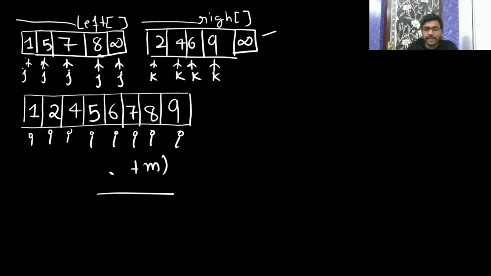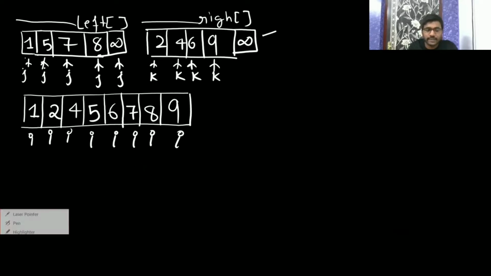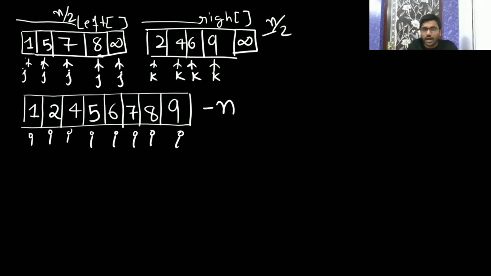Let us assume this array has size n, the total elements they have given you. Now this is having n by 2 size, half: the left part and the right part of the array. To place one element in this array, you are doing one comparison and one copy. To place the second element, one comparison, one copy. Third element, one comparison, one copy. So to place n elements, you need to do n comparisons and n copies. So the time complexity is going to be big O of n. So the merge function time complexity is big O of n. Please let me know whether it is clear or not.